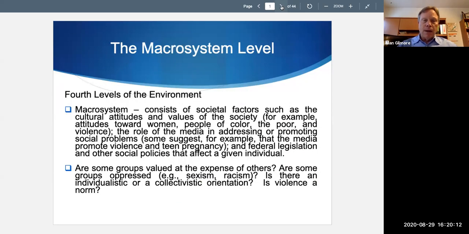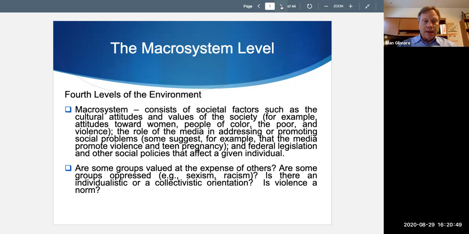And the final level is the macrosystem level. This is the fourth level of the environment. The macrosystem consists of societal factors such as cultural attitudes and values of the society. For example, the attitudes we hold towards women, people of color, the poor, and violence. The role of the media in addressing or promoting social problems. Some would suggest, for example, that the media promotes violence and maybe even teen pregnancy as an issue. And federal legislation and other social policies that affect a given individual.